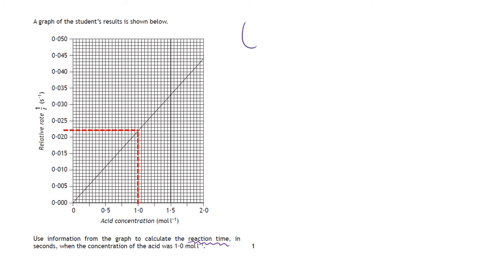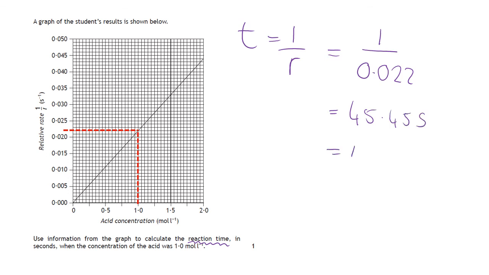So time is equal to 1 over rate. So remember, rate is equal to 1 over time, time is equal to 1 over rate. So what we're going to have here is 1 divided by 0.022, which gives us 45.45 repeating seconds, or if you wanted to round that up to 1 decimal place, that would be acceptable. Either one of those is fine.